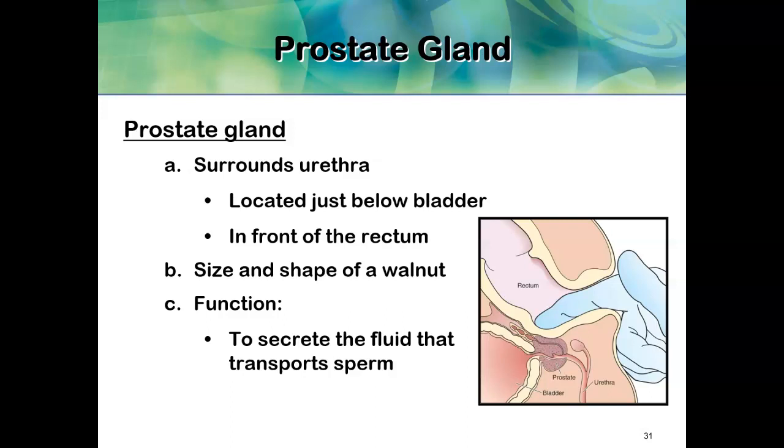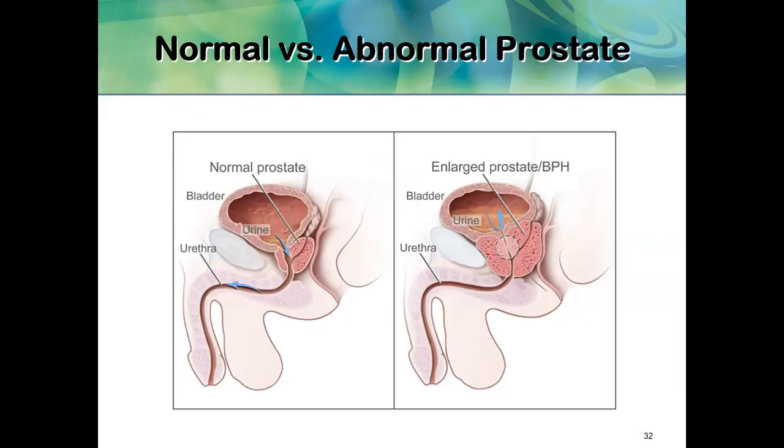So, we need to understand a little bit about the prostate gland before we talk about PSA testing. The prostate gland is a gland that surrounds the urethra. You might remember that the urethra is the tube that leads from the bladder and takes urine out of the body. So the prostate gland is located just below the bladder in front of the rectum. It should be the size and shape of a walnut, and its function is to secrete the fluid that transports sperm.